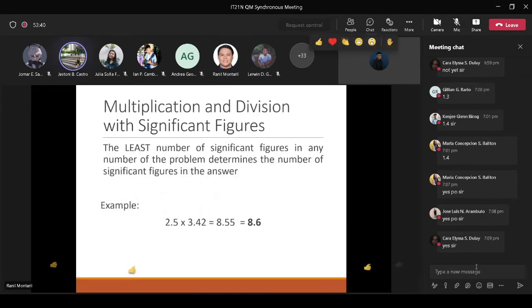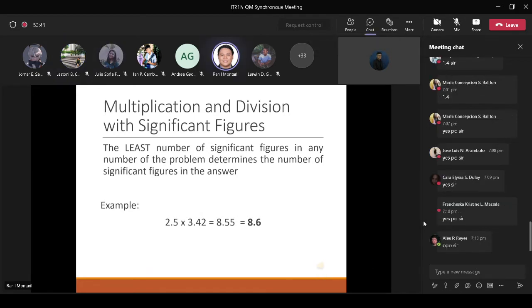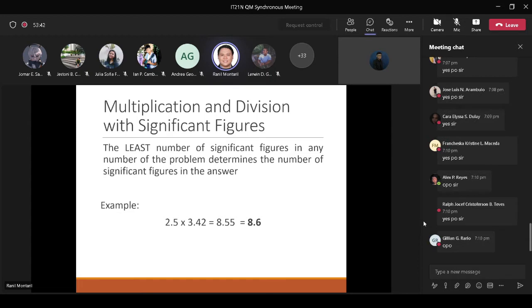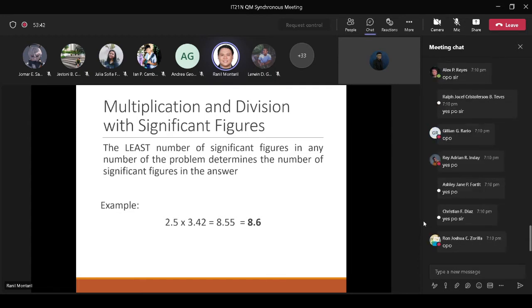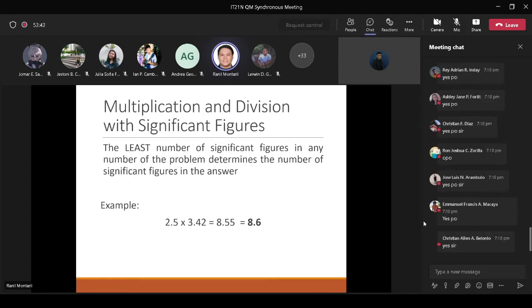All right. So for example, 2.5 is multiplied by 3.42, which will result in 8.55. Since 2.5 has the least significant figures, or least decimal places, it prevails.